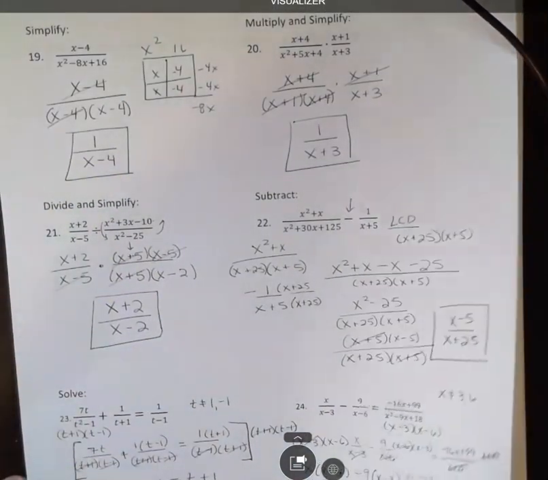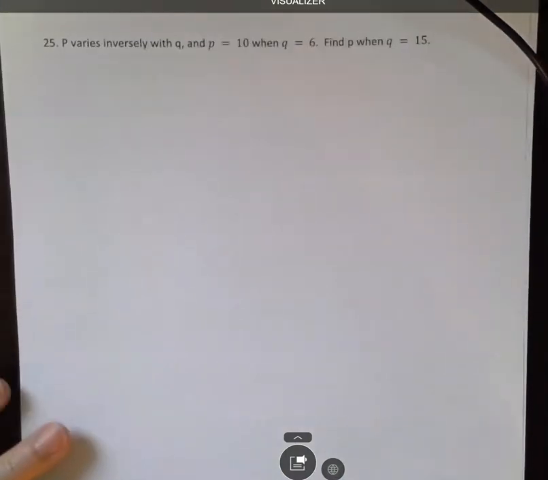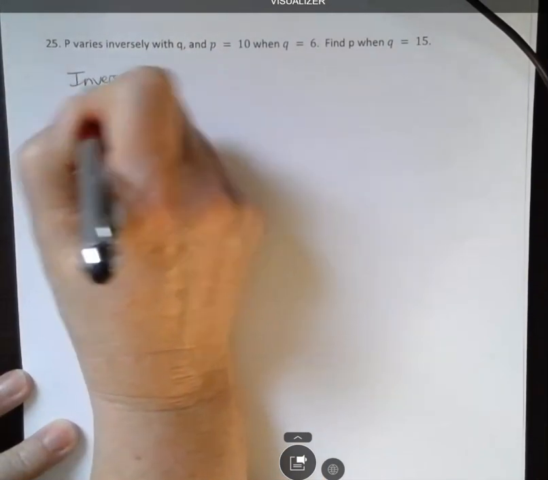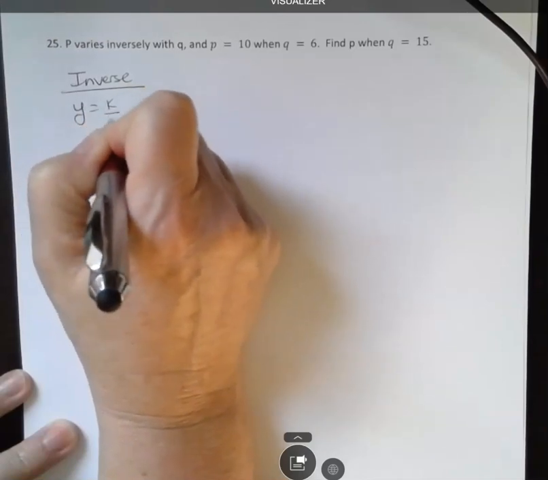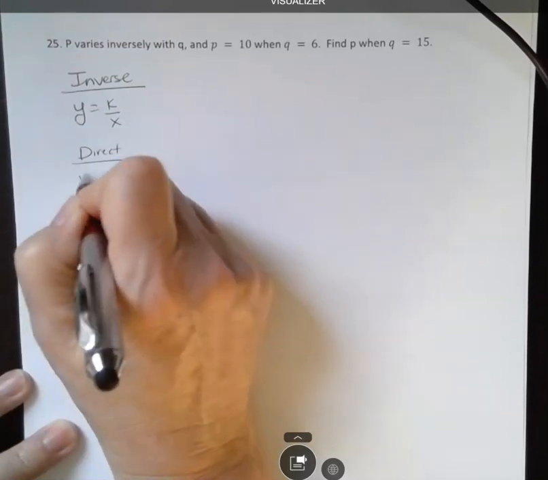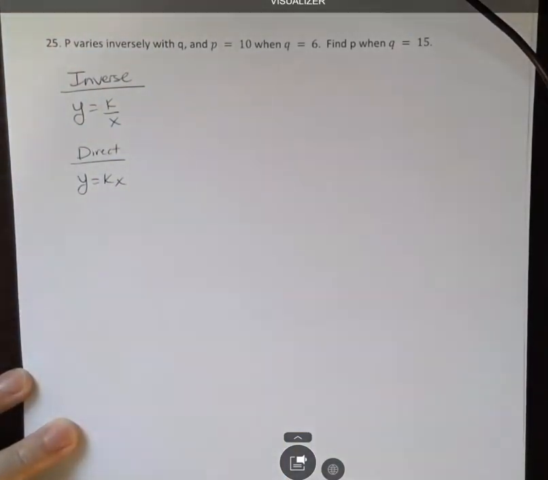Okay. On your final, you're going to have a question that has to do with variation. It could be inverse variation, and we have inverse variation, the formula. You should have both of these in your notes. Inverse variation is y equals k over x, and direct variation is y equals kx. So you're going to kind of solve the problem the same, except you have to use the correct formula.